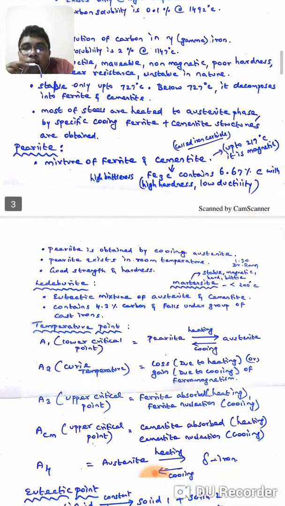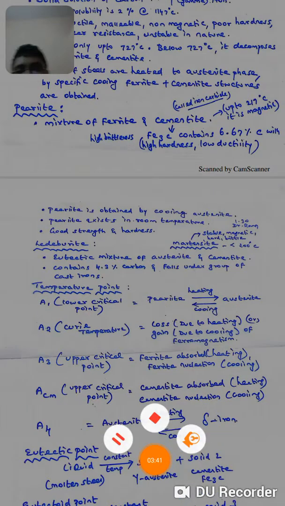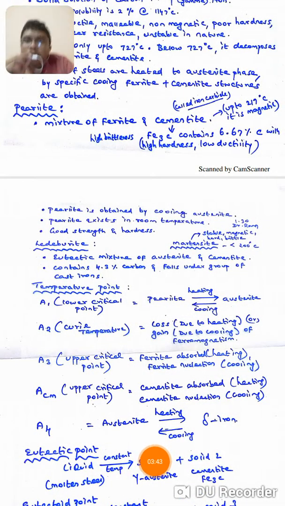Coming to ledeburite, it is an eutectic mixture of austenite and cementite. It contains 4.3% of carbon and falls under the group of cast irons. The materials below belong to steel, whereas ledeburite belongs to cast iron.